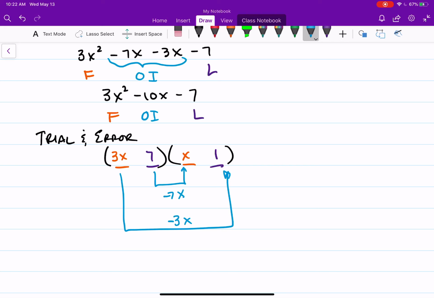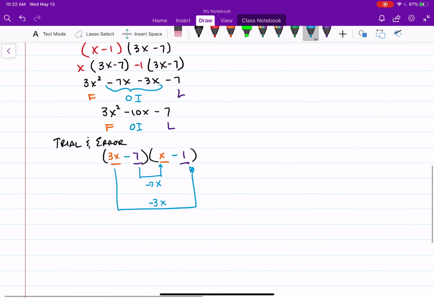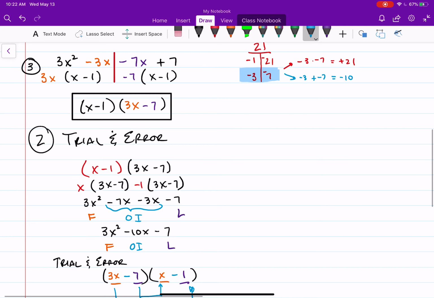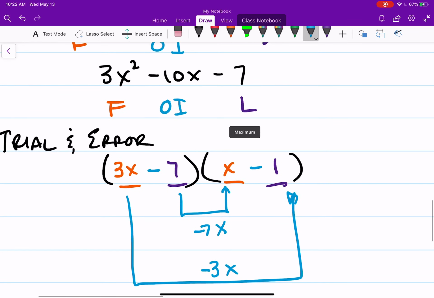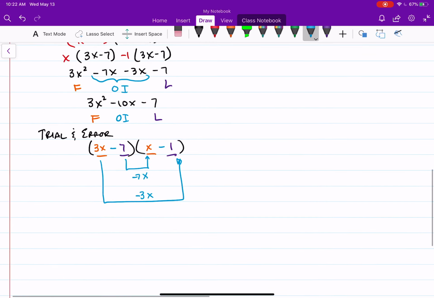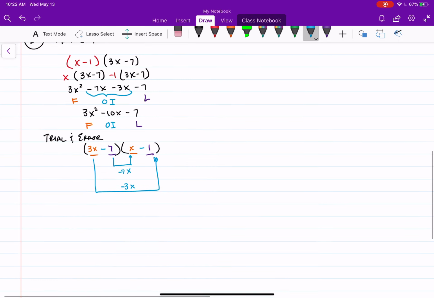So in order for the 7x to be negative, the 7 has to be negative. In order for the 3x to be negative, the 1 has to be negative. So then that would be my answer, which is the same as up here, just different positions. This and this means the same thing, okay? All right, so that would be trial and error. If you want to try that, certainly welcome to.